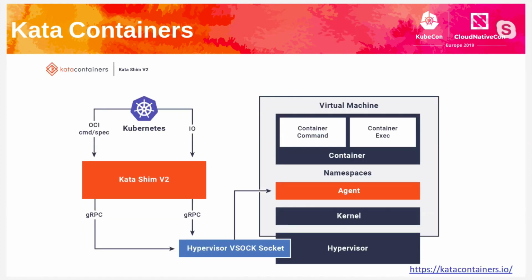A little bit on Kata runtime. Kata runtime uses its own shim v2 to launch these virtual machines on your system. And as you can see in the diagram, the virtual machine is able to launch container images, containers, inside the confines of the virtual machine.